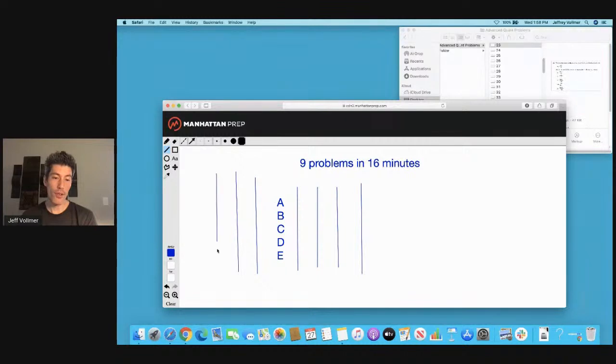So for the first problem, if I got rid of answer A, I would just mark it off here. I liked answer C. Question 2, I do the same thing. This is what I did for all verbal questions. I eliminated answers as I went. And 1, 2, 3, 4, 5, 6, 7, 8, 9. There's 9 spaces, and that should take about 16 minutes.